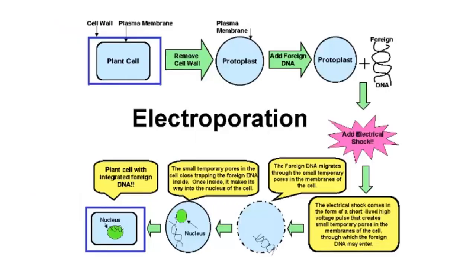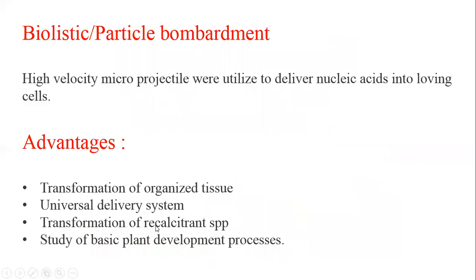So here is the diagrammatic description of the electroporation technique, where you can use the plant cell or protoplast for DNA uptake. When the cells or protoplasts are incubated with the foreign DNA, an electric shock is created, which helps the genetic material to be incorporated into the cell. After incorporation, the genetic material may be inserted into the plant genome for protein expression.